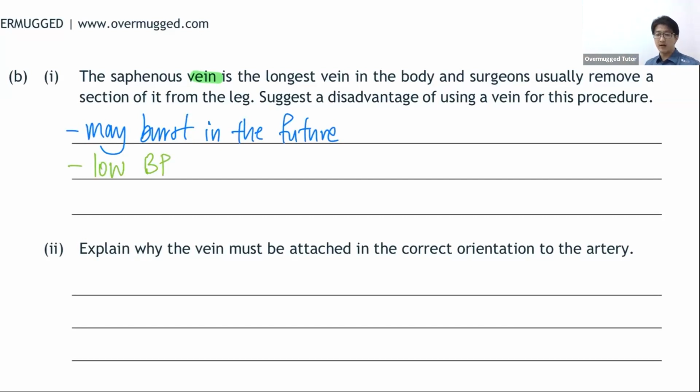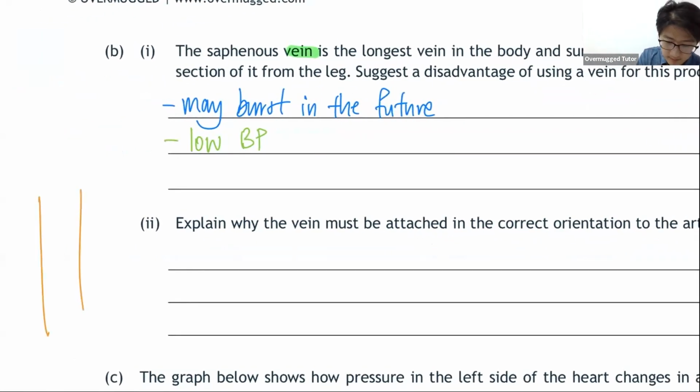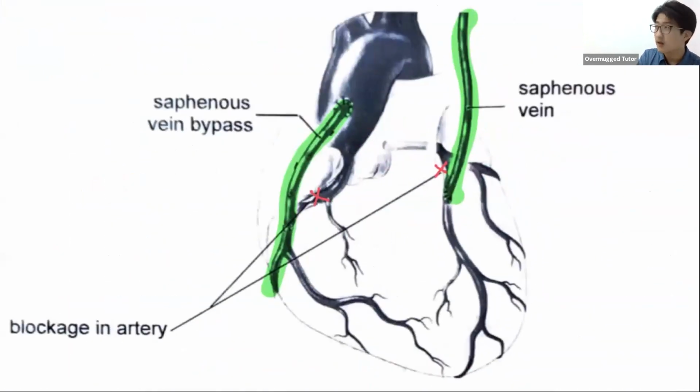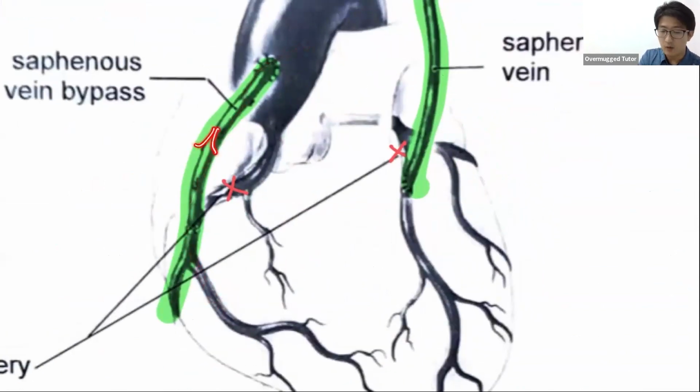And finally, last thing about the vein. Why must it be attached in the correct orientation, correct direction? The veins have valves. So a vein has valves and all of them point in the same direction. So if blood is supposed to flow this way, or let me look at this one, right? So blood needs to flow this way. If I attach my flaps this way, blood cannot flow already, right? Okay, fairly straightforward. Must be able to visualize this.